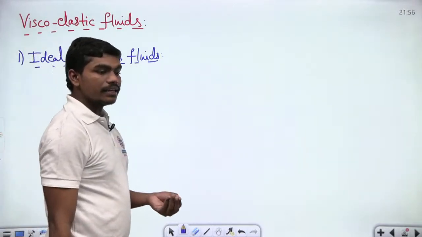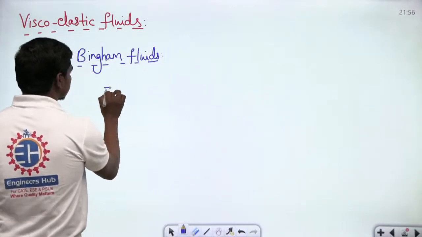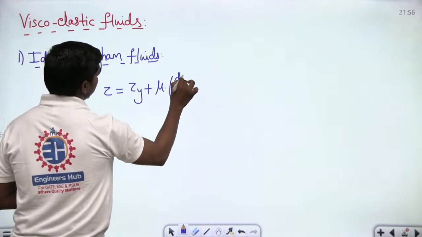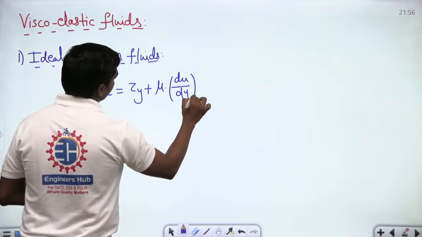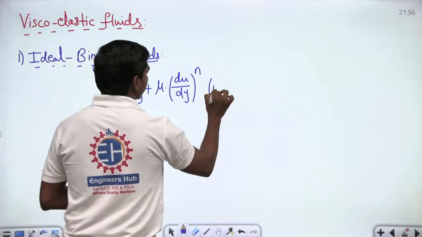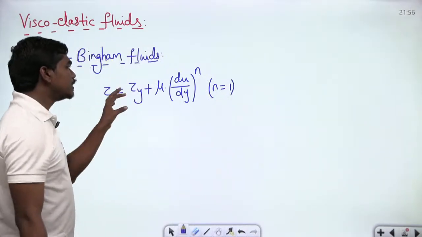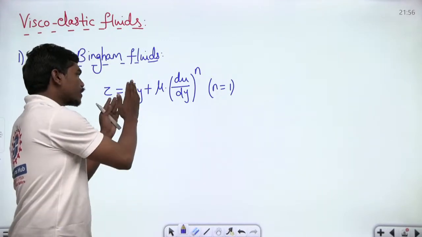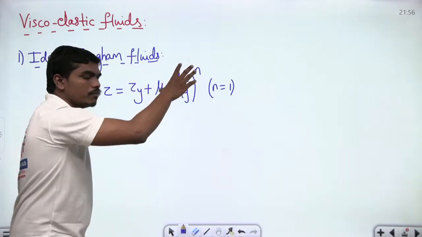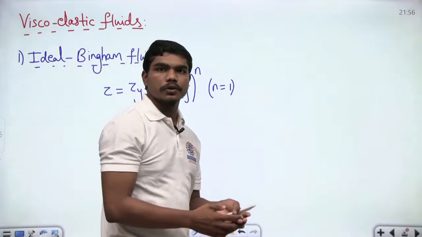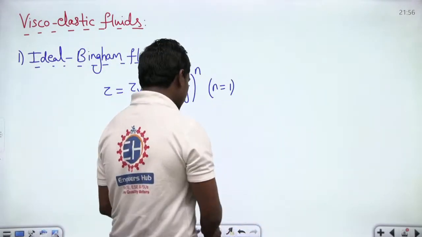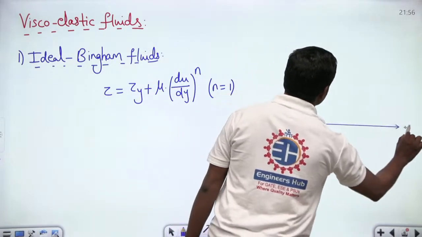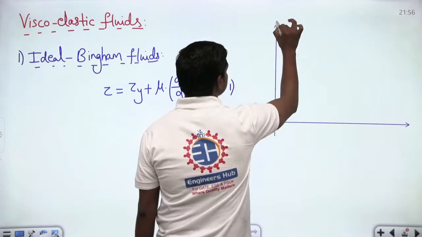They need a certain yield stress. If you see the equation, tau is equal to tau y plus mu into (du by dy) whole power n, and generally the value of n is equal to 1 in this case. Initially they don't deform as soon as you apply an infinitesimally small shear stress, but once you cross a certain yield stress, they behave as Newtonian fluids. Let us try to plot these situations.